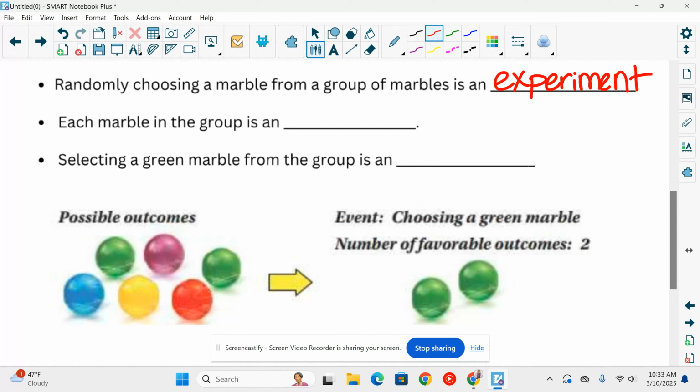Each marble in the bag is a possible outcome, because each one of these has a chance of being picked, right? When you put your hand in that bag, you have a chance of picking the red marble or the green marble or the blue marble or the purple marble. Well, there's not purple up on here, but what's our chance of pulling a purple marble out of this bag? 0? Yeah, 0, because there's not one, right? Selecting a green marble from the group would be an event.